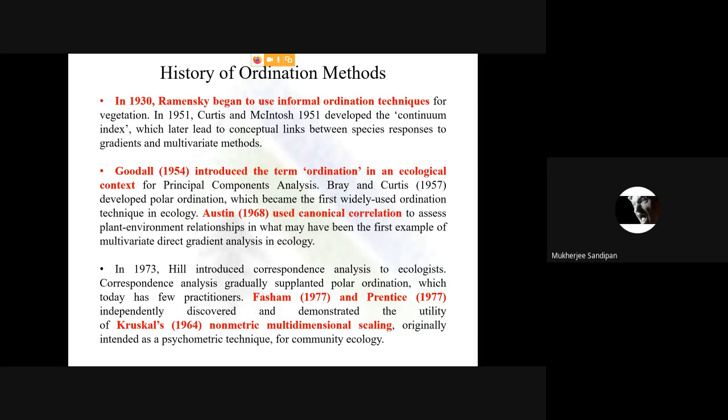In 1968, Austin used canonical correlation. Still now, canonical correlation is a very handy method for community ecological data analysis. And these canonical correlations, as well as Bray-Curtis polar ordination method, are equally applicable to hydrological sciences. But it depends again on your problem, what you are going to achieve with your statistical methods. So it can equally be used in ecology as well as in hydrology and meteorological issues.